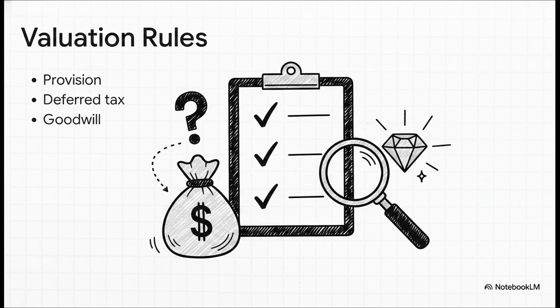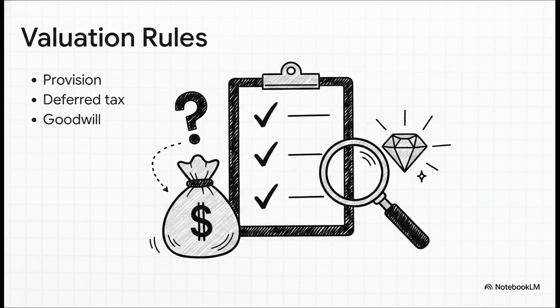To round out our vocabulary, we have a few very strict valuation rules you need to know. Provisions, like a warranty or a pending legal claim, are liabilities where the exact timing or the exact amount is uncertain. But you can't just guess and slap them on the balance sheet. No way. They require 3 strict criteria. A present obligation must exist, it has to be probable that money will flow out, and you must be able to reliably estimate the amount.